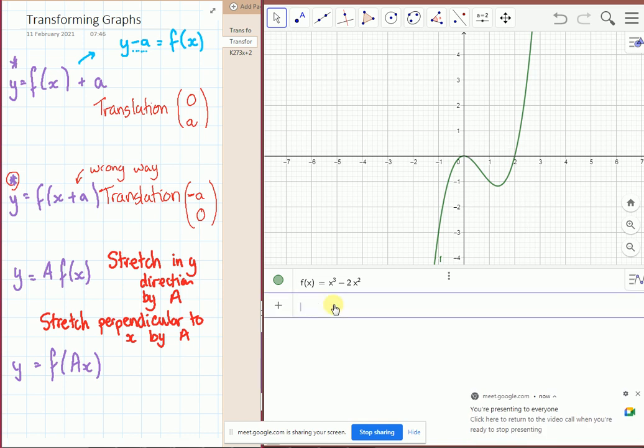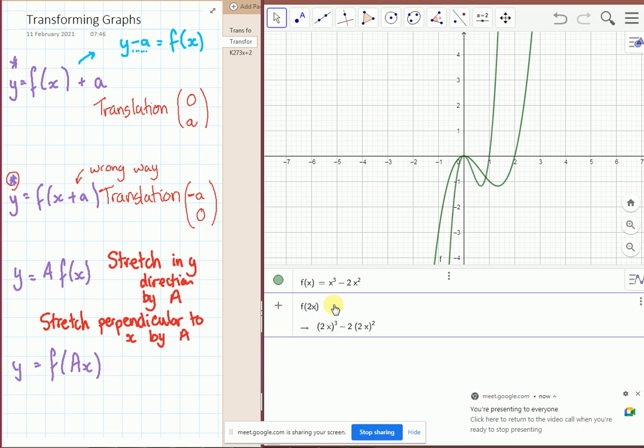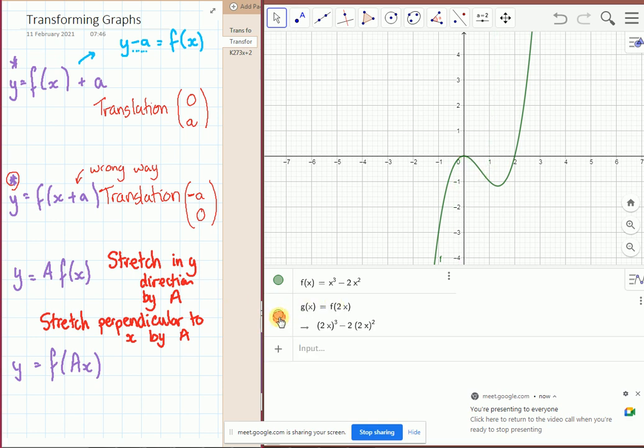Right, what happens if I do a multiplication inside the bracket? So if I do f bracket 2x, now it's made it a little harder to see at the moment, so I'll press the equals and change the colour. Come on, change the colour.